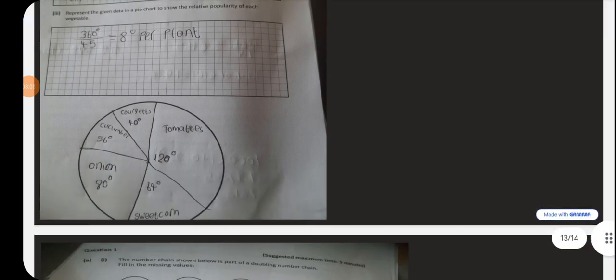So what is the mode vegetable in the greenhouse? Tomatoes. And then represent the given data in a pie chart to show the relative popularity of each vegetable. So 360 degrees is the circle. So that divided by 45 is 8. It's 8 degrees per plant. But in the pie chart, it's different.